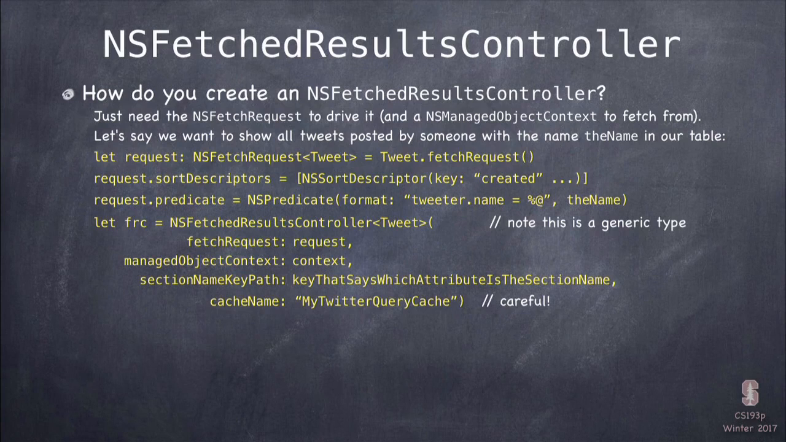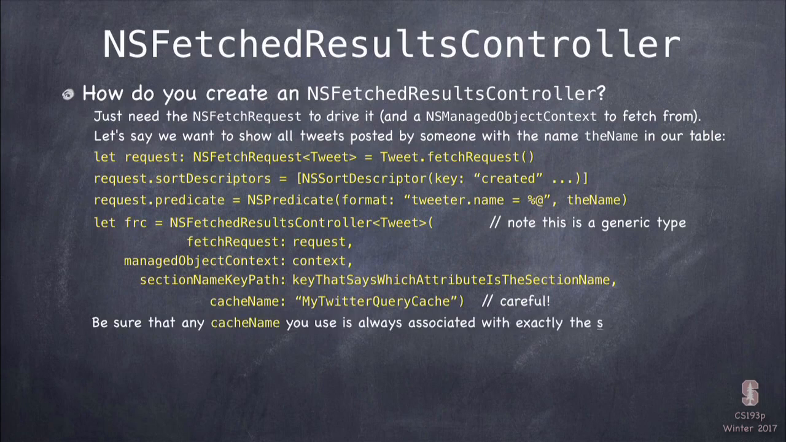By the way, notice NSFetchedResultsController is also a generic type. An NSFetchedResultsController can only control fetches for a certain type. So you have to say what type, okay? What type of entity your fetched results controller is controlling. And this is the same type of things that are in the rows of your table.